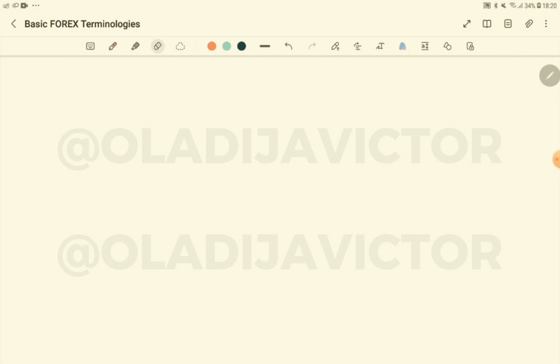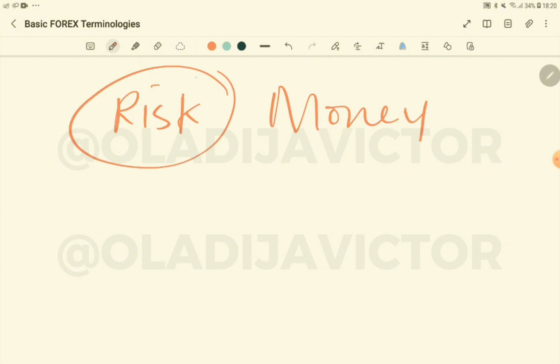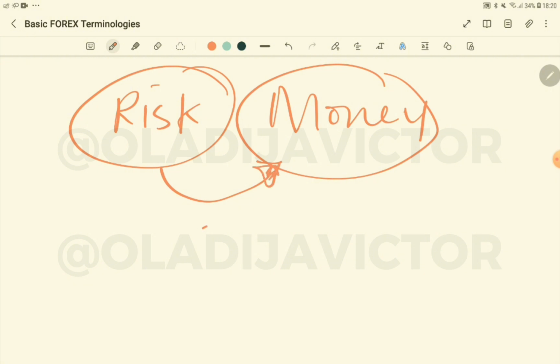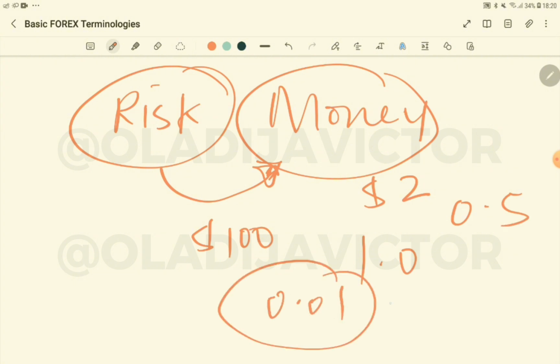Then we have risk management and money management. Risk management and money management is also quite easy. Risk and money. Basically, what this thing is saying is, do not be a daredevil. Enter the market with only what you are willing to lose. If you have $100 and what you want to lose is $2 per trade, don't go and use 1 lot size or 0.5 lot size. Use 0.01. Use a small lot size where the market will have to make many movements. It has to move for long before it reaches the $2 you are willing to lose.